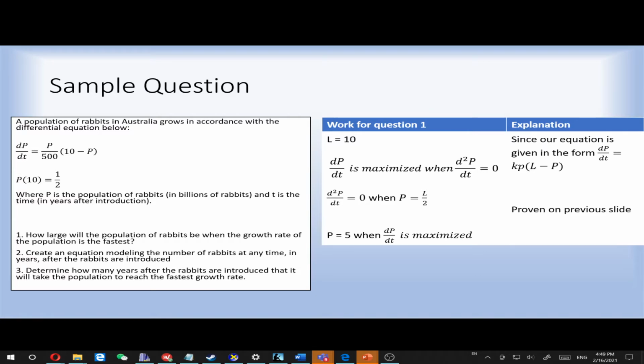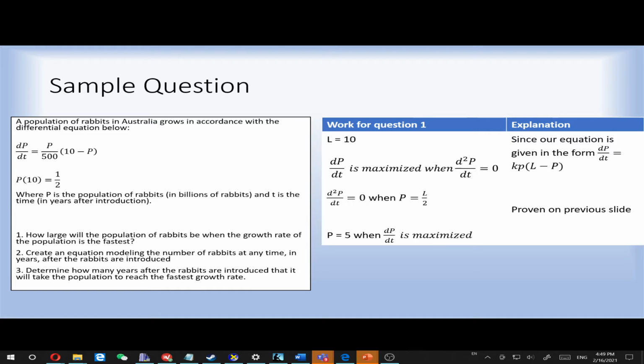So here's a sample question of what something related to logistic equations could look like. I've got a population of rabbits in Australia growing according to this differential equation below. So I've got a differential equation here. I'm also told that P is the population of rabbits in billions at any time t in years after their introduction, and we have 500 million rabbits 10 years after the rabbits were introduced.